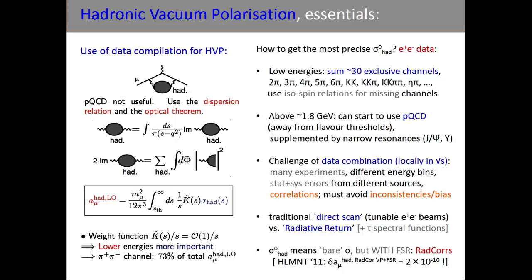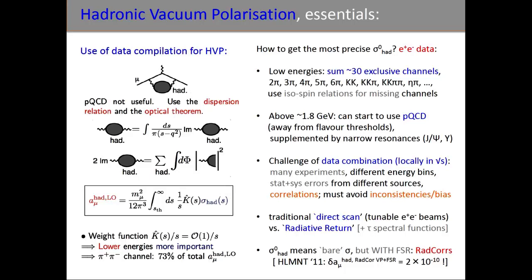We have a challenging data combination, because the data for these come from all sorts of experiments with different statistics, different systematics, different binning, different energy regions. You must combine the lot with a very reliable systematic and statistical uncertainty. Otherwise, the absolute precision and reliability of this integral can't be achieved. You also don't want to have a bias in marrying together all these data.